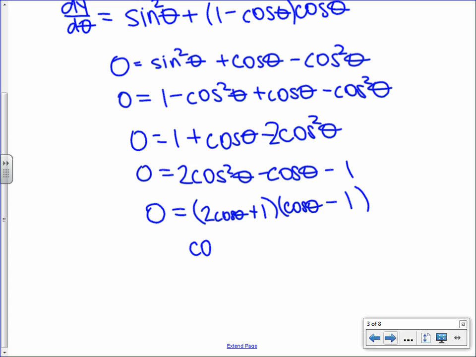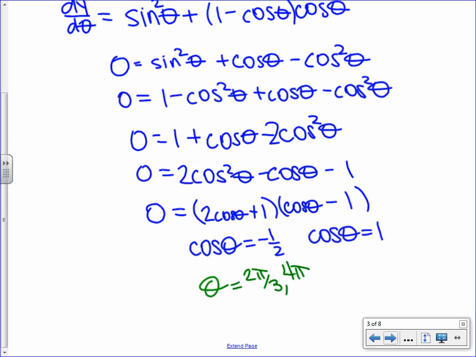Are you okay with me jumping straight to cosine of theta equals negative 1/2? Yes. And here cosine of theta equals 1. So where does that happen? Where's cosine negative 1/2? 2 pi over 3, 4 pi over 3. Where's cosine 1? 0 to 2 pi. We'll write 2 pi, just to be safe, because it does take us from 0 to 2 pi to draw the line.